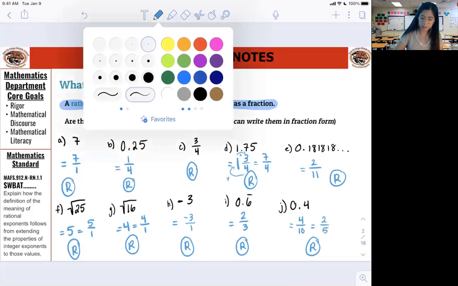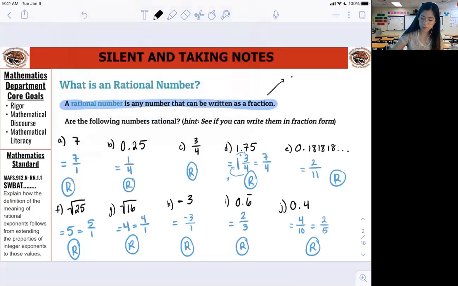So let me start writing these down. So we have integers. And there's two types of decimals that come up on this screen. There's terminating decimals. Can anyone tell me what does terminating mean?